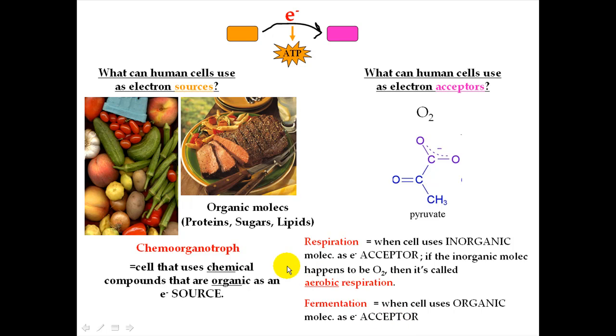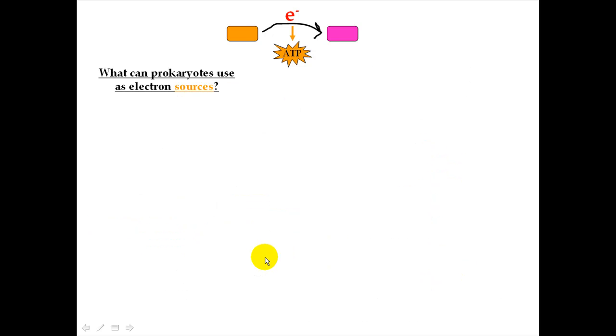All right. So this is, in a nutshell, the story behind how humans can generate ATP. Now if you compare that to how prokaryotes can generate ATP, you'll see that they've got us whipped. Prokaryotes can do all kinds of things that we can't as far as metabolism that generates ATP. So we'll show you that right now. What can prokaryotes use as their electron source? Well, there are a lot of prokaryotes that, like us, can basically eat proteins and sugars and lipids in order to get the energy out of them.